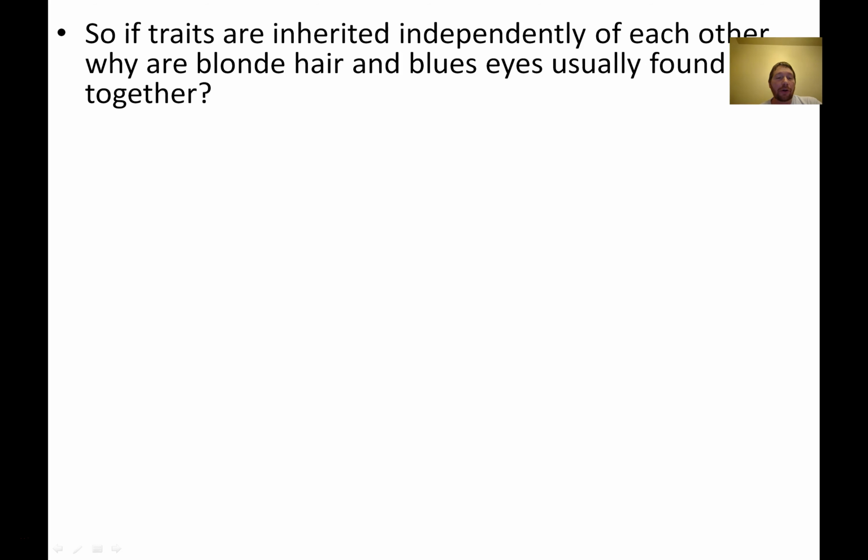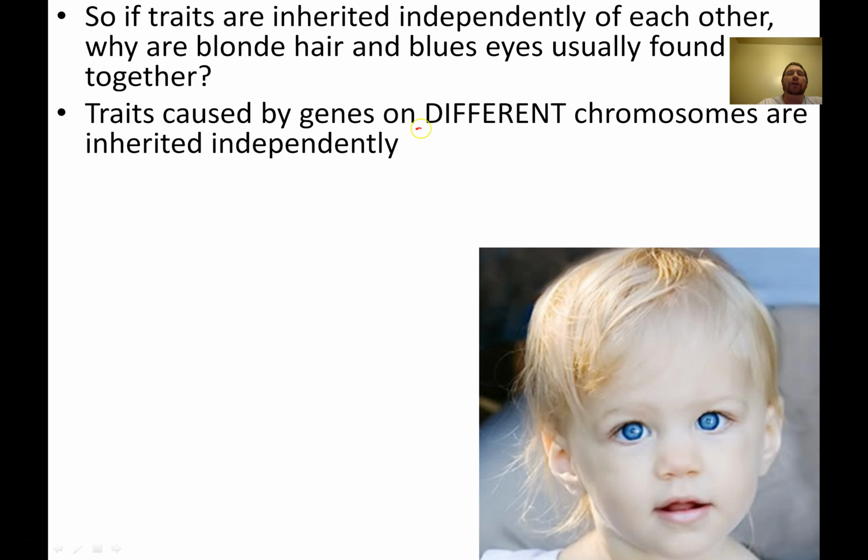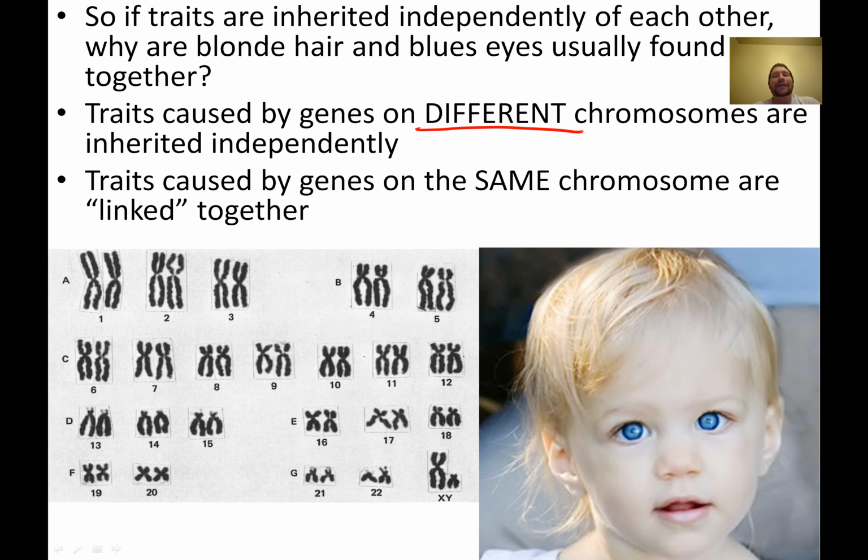So if traits are passed on independently of each other, why is it then that blonde hair and blue eyes are often found together? Well, the law of independent assortment applies in 90% of the cases of genetics, but the law of independent assortment only applies for genes that are on different chromosomes. If you have two genes and they're on different chromosomes, they're going to be completely unlinked, and it's going to be completely random which of those two traits you get. But if you're talking about genes for a trait that are on the same chromosome, these traits are considered to be linked, and therefore they are more likely to be found together. And blonde hair and blue eyes is an example.